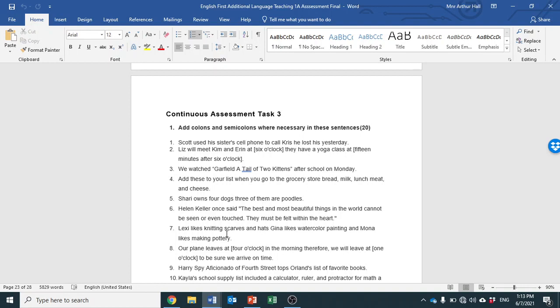Number 6, most of you got right. You simply had to add a colon next to say because it's introducing a quote, and that's all you had to do right there.